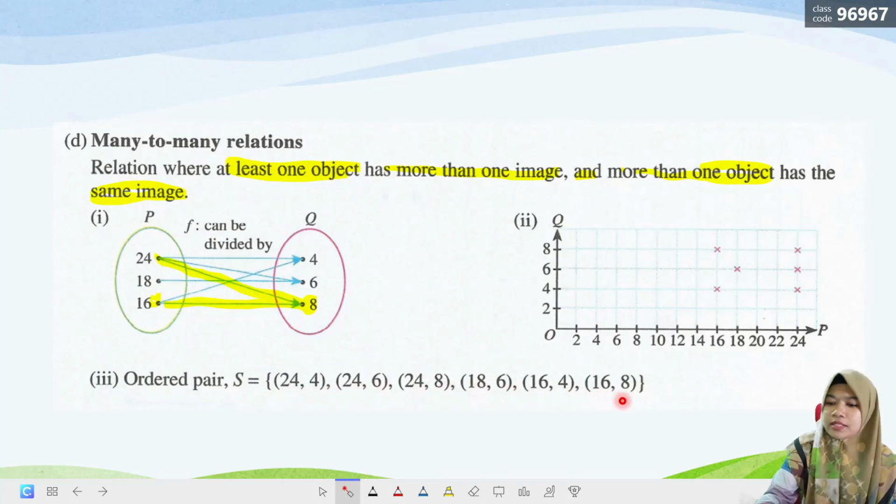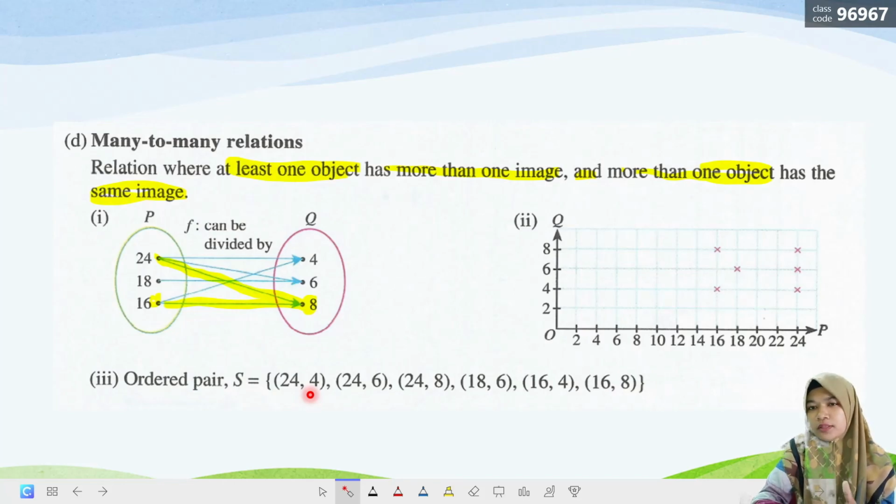This one ordered pair sama sahaja, cuma pastikan when you write, make sure you write the domain first followed by the codomain, ataupun object first and then followed by the image. Okay, so that's all untuk penerangan tentang what is function. Okay, and how to represent function by using 3 ways. Okay, bagaimana? Menggunakan ordered pair, lagi arrow diagram and graph.